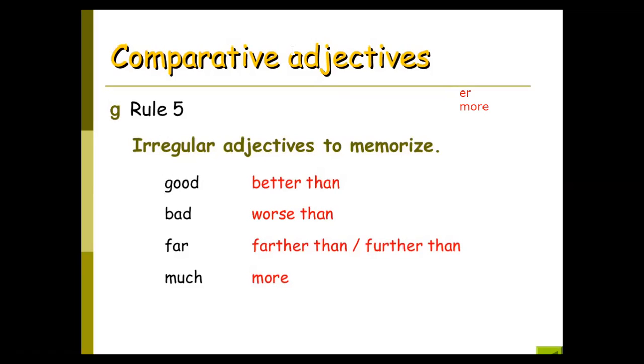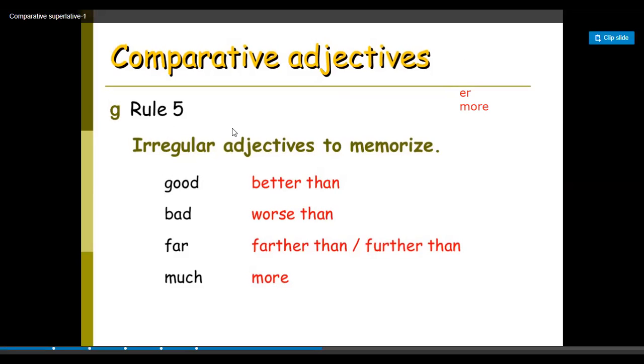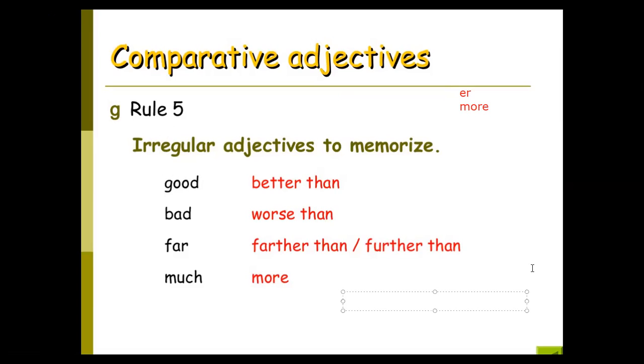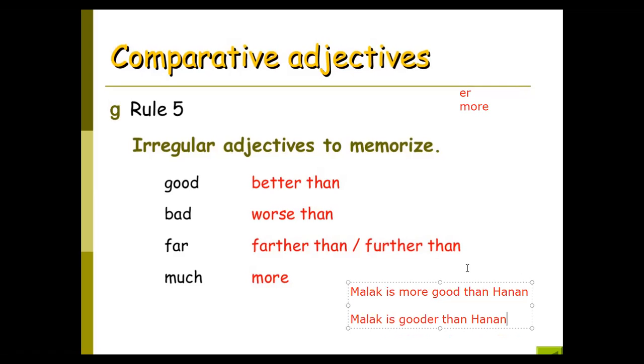If I have the word good, and I want to say Malak is more good than Hanan, I will not say that. Imagine more good than. You can't say gooder. You can't say Malak is gooder than Hanan, right? Because this doesn't make sense even to your ear. Your ear will feel it is weird, like what kind of English is that? Malak is gooder than Hanan. Malak is more good than Hanan. This is not English.